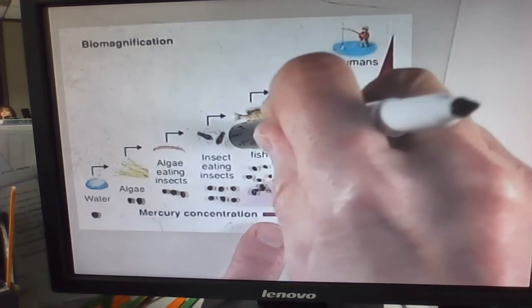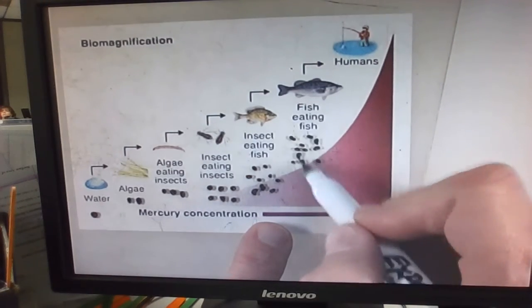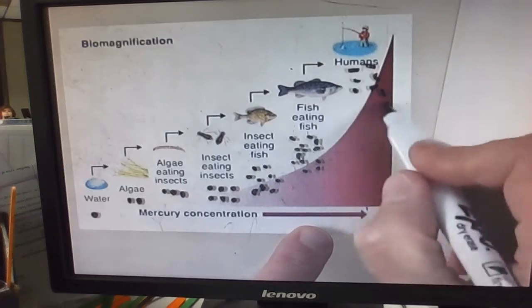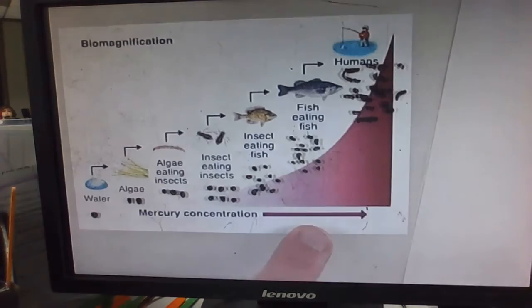Then the fish eat those fish, and so now the pollutants are magnified. And then if we eat those fish, we're kind of like the tertiary consumer, we're on the top level there. So we have to eat lots of fish within our lifetime, and this mercury is being stored in the fish's bodies, and so we end up with tons of pollutant. The mercury levels, the pollutant levels are being magnified with each trophic level of that food chain.